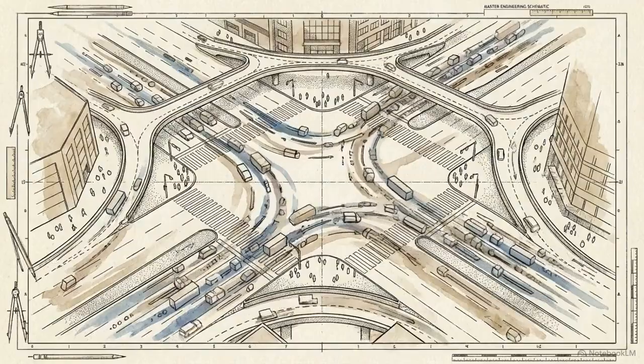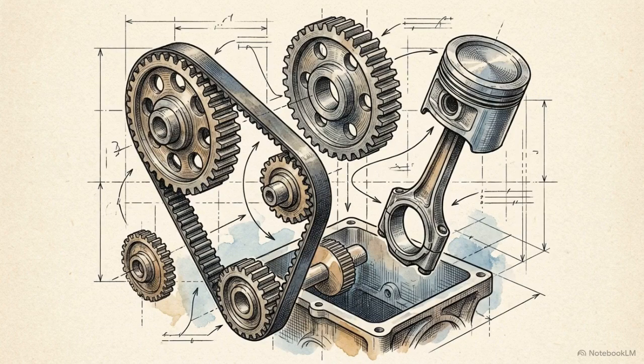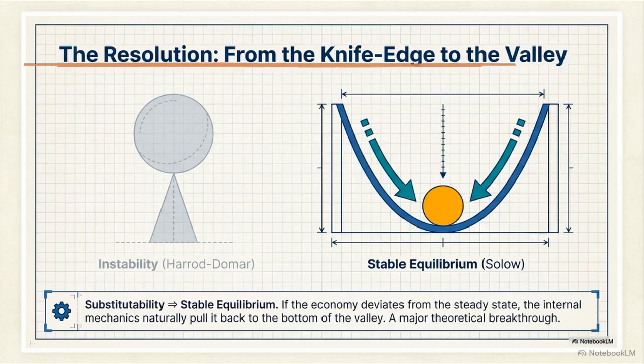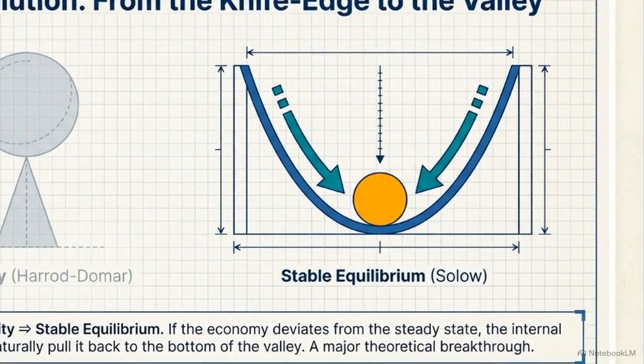We now have all the necessary historical components. The final step is assembling these isolated parts into a cohesive running machine. This matrix highlights the upgrade, replacing the rigid coefficients of the Harrod-Domar model with the smooth substitutability of the Solow synthesis. This chart illustrates the result. Because of substitutability, if the economy deviates, internal mechanics naturally pull it back down to the bottom of the valley, settling into a stable equilibrium.